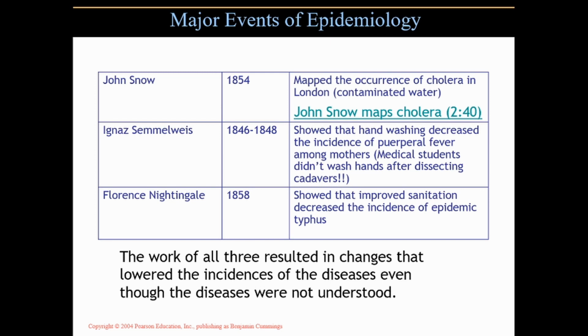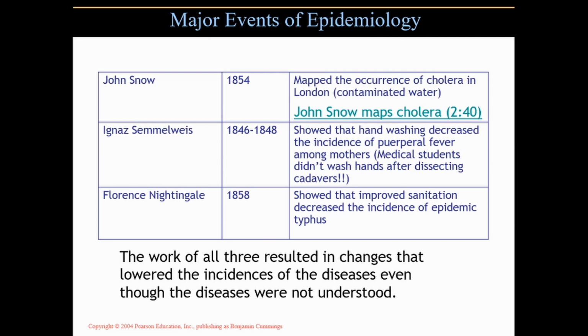So they didn't understand the disease that was going on. John Snow didn't know there was bacteria that was causing cholera. Ignaz didn't know that there were bacteria that were being transmitted into the women. And Flo didn't know that typhus was being spread by the typhus bacterium either.